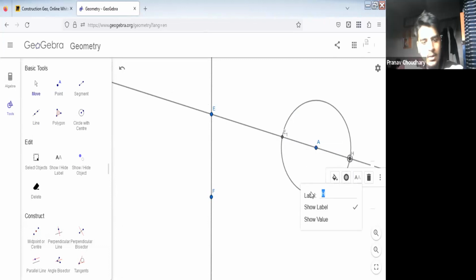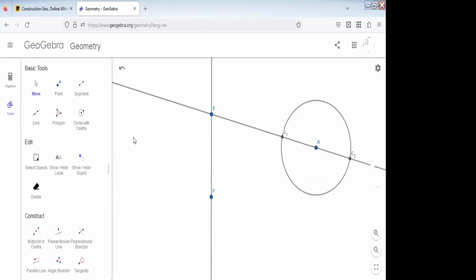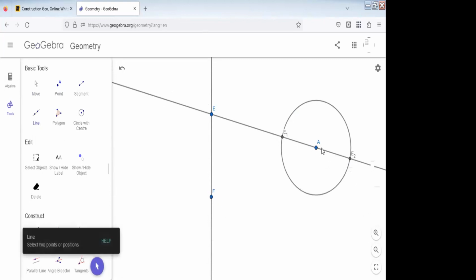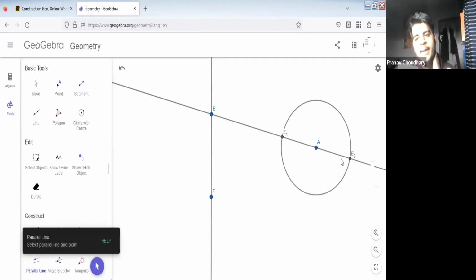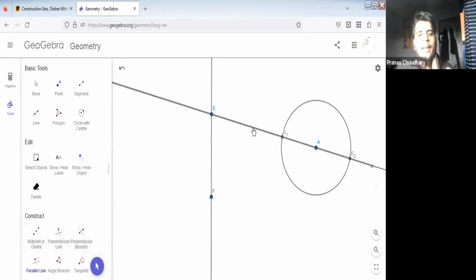I'll just label them as you want, E1, E2. Yeah, and now consider the segment E1E2, and we know its midpoint. So we can draw a line through F parallel to E1E2. Basically, on this line EA, you have a bisected segment, so you can construct any line parallel to this thing.